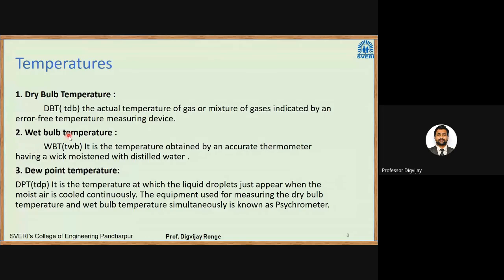Second is the wet bulb temperature. Wet bulb temperature, in short, we write as WBT. WBT is the temperature obtained by an accurate thermometer having a wick moistened with distilled water. Whatever the bottom portion is, where the mercury is, to that bottom portion of the mercury bulb I tie a wet cloth. Because of the wet cloth, evaporation of water starts, and because of the evaporation, the temperature drops. So what is the difference between dry bulb and wet bulb? In dry bulb, we are considering only dry air. In wet bulb, we are considering moist air. So obviously, because of the water content, the temperature will be lower.